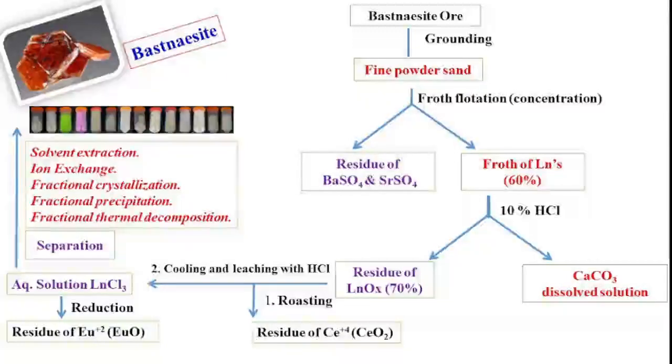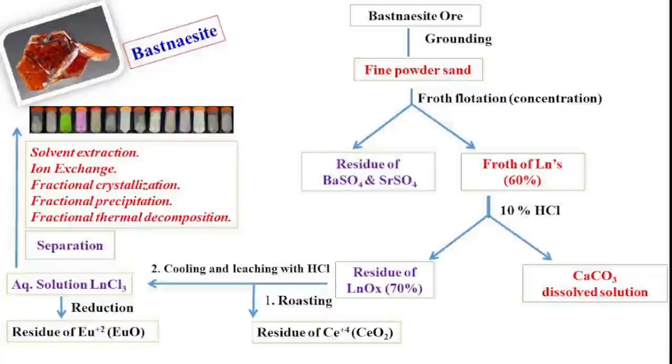Initially it is ground to convert it into a fine powder of a specific mesh size, and the second step is concentration, which means you have to remove the impurities. The concentration of ores is carried out by different methods like magnetic separation and froth flotation, but out of these, the froth flotation technique is used here, in which barium and strontium are separated out in the form of residue, while the froth of lanthanum is separated out on the other side. In this case, the lanthanides, which are almost 10 to 15%, have been converted into 60%. So that is nothing but the concentration of the ore.